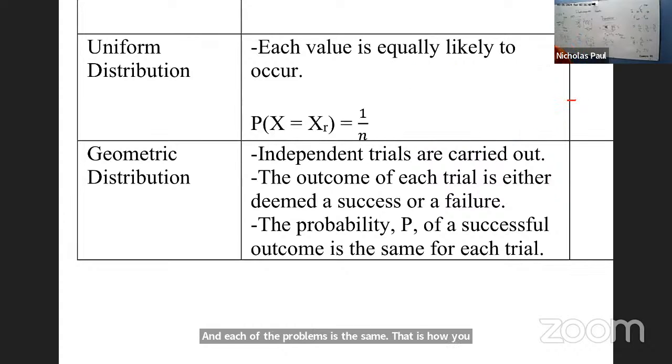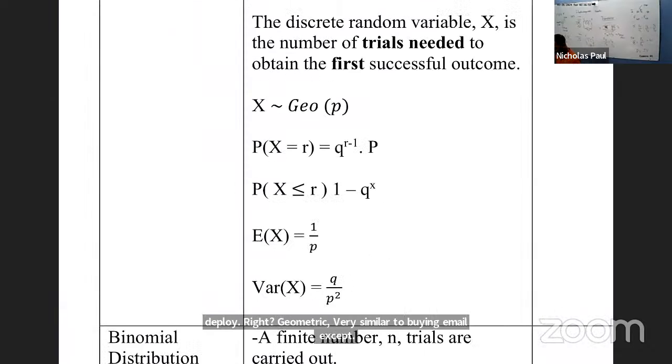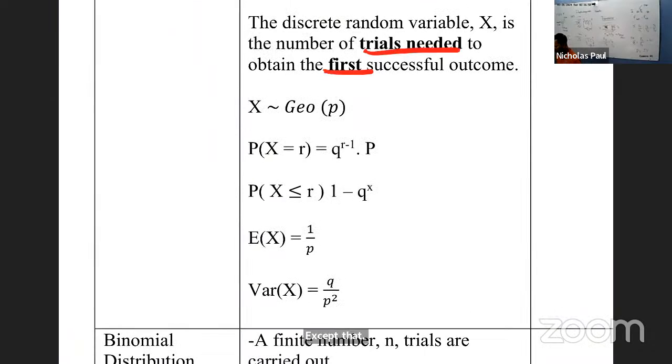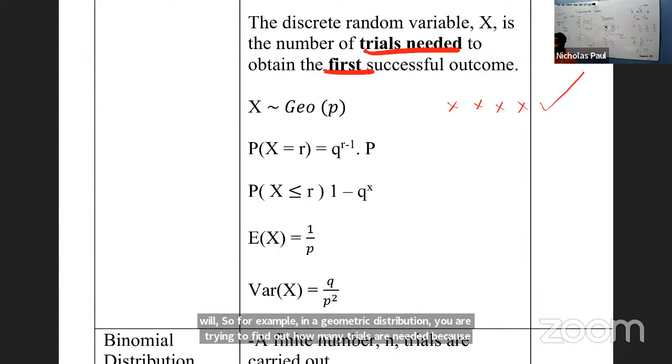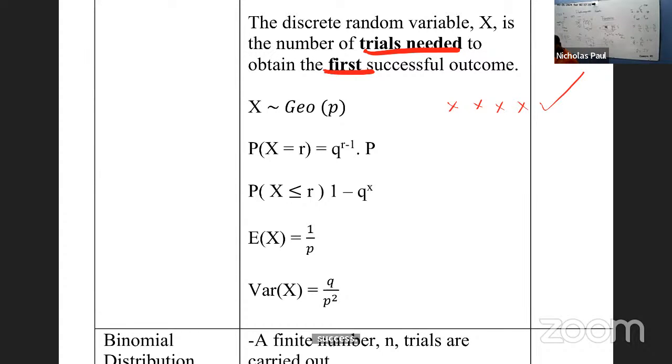Right? Geometric distribution is very similar to binomial, except for the keyword here: trials needed for your first successful outcome. In a geometric distribution, you are trying to find out how many trials are needed before success. But in a binomial, you want to see how many successes in all the trials. A binomial might be something like 2 successes in 5 trials. For geometric, it might take 5 trials before you get a first success.